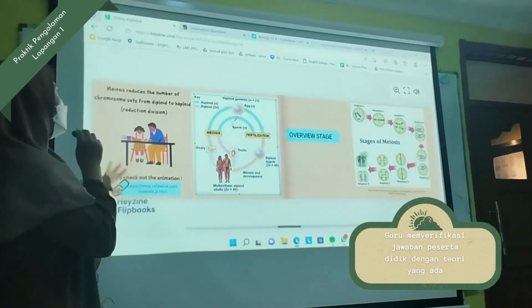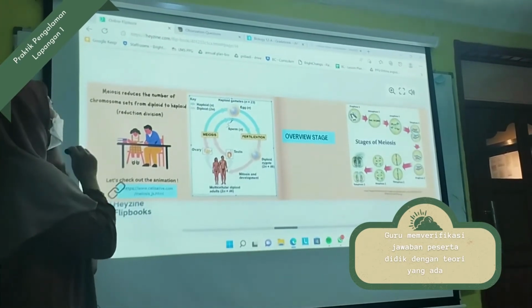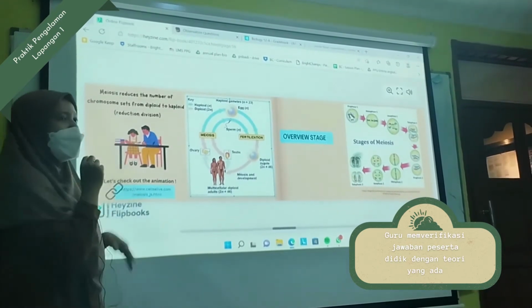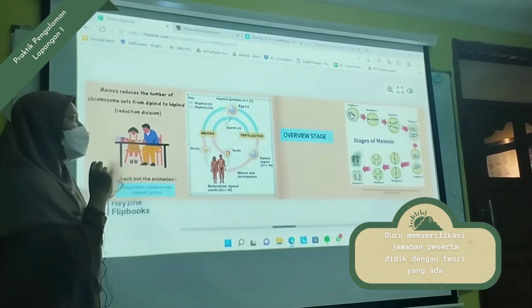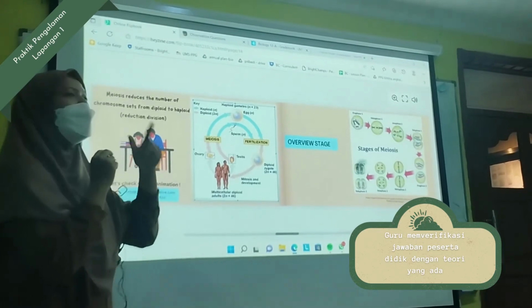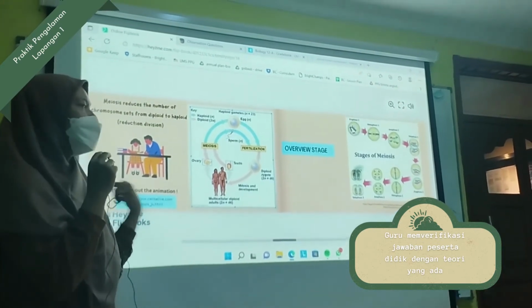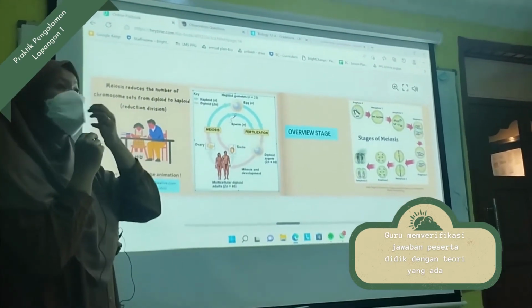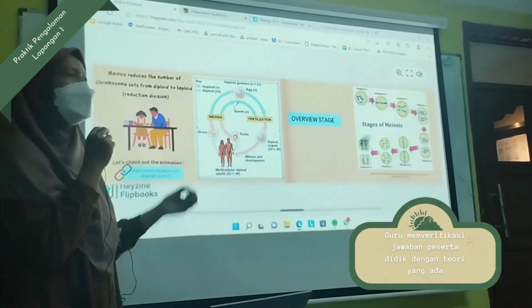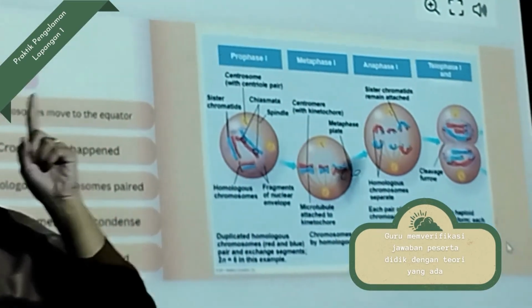Meiosis reduces the number of chromosomes in cells from diploid to haploid. This is very important. Why? Because if there were no meiosis process, we as humans would have a lot of chromosomes inside of our body, right?